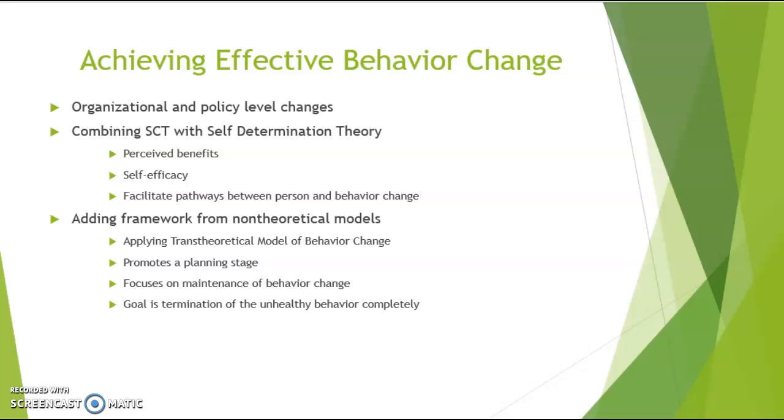There are also additional frameworks or theories that you can add to the social cognitive theory to make it more effective. If you were to add frameworks such as the trans-theoretical model of behavior change to the social cognitive theory, I like this because it promotes a planning stage. So someone has a goal, has a target, they've set their mind to this behavior, and then they're going to focus on maintenance of the behavior change. And the end goal is for termination of the unhealthy behavior. So if you were to combine multiple theories or even frameworks of non-theoretical constructs, you would have a higher success rate, I think, when using the social cognitive theory.